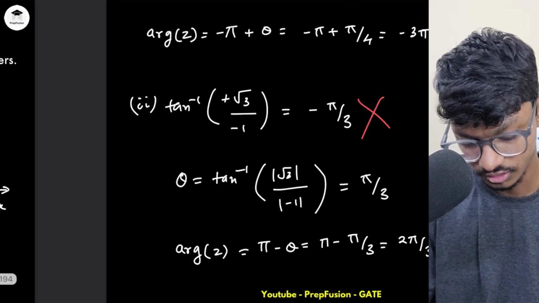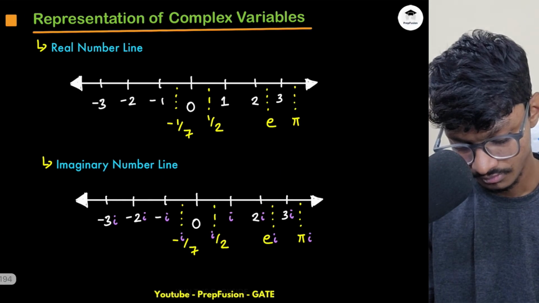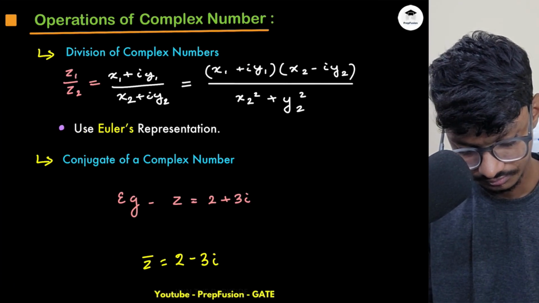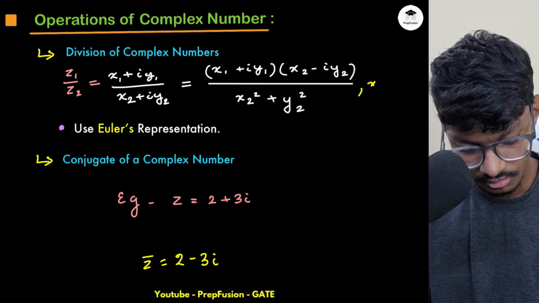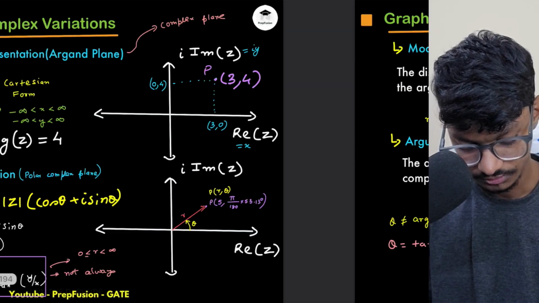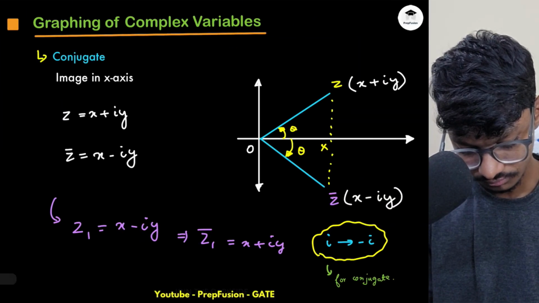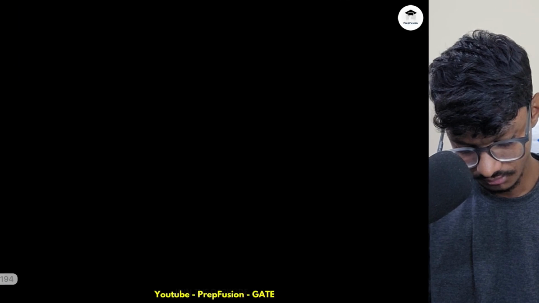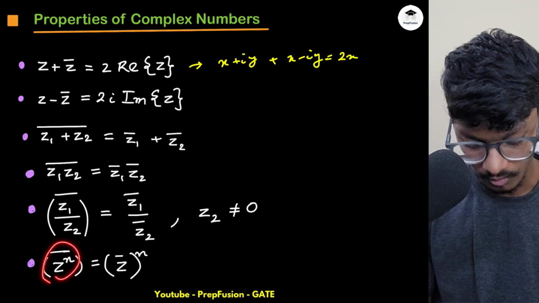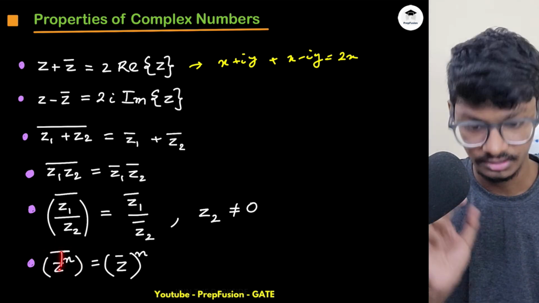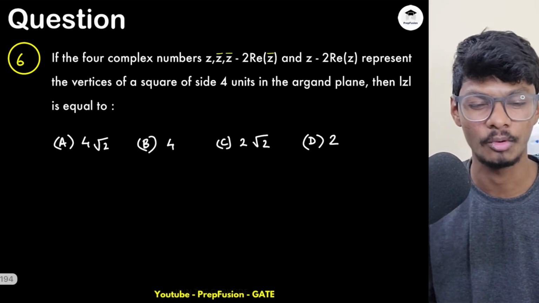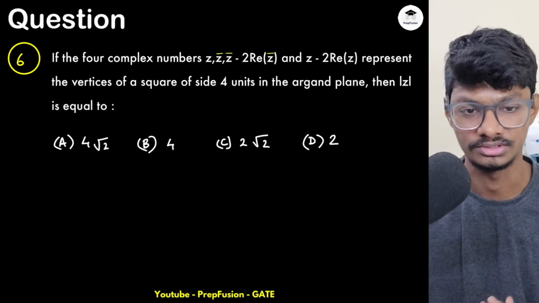In the previous case also, when I was explaining the division case, obviously x2 and y2 can't be equal to 0. Okay, this is the first case, and these are a few properties. And if I am taking the power of some number z, first I can do the conjugate and then take the power. It's the same thing. These are a few properties you have to understand with complex numbers.